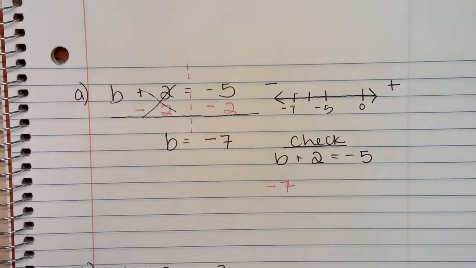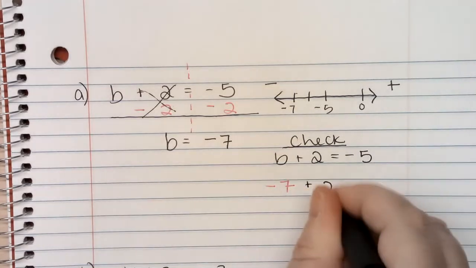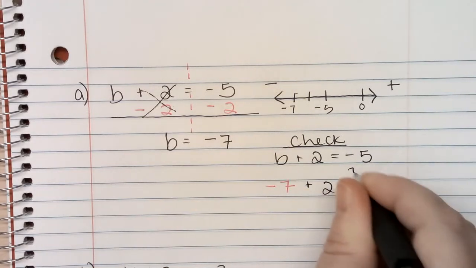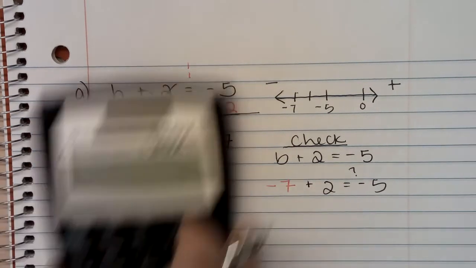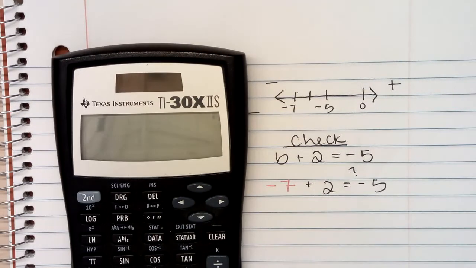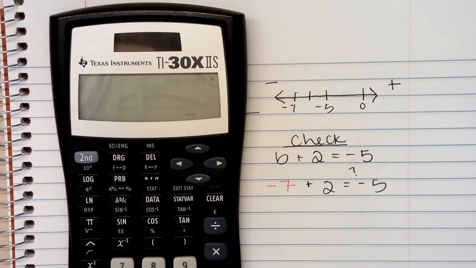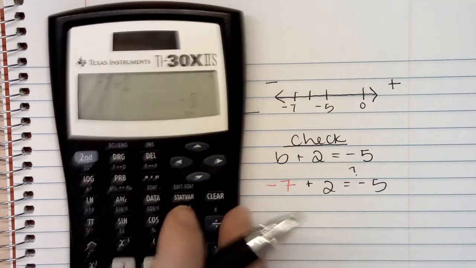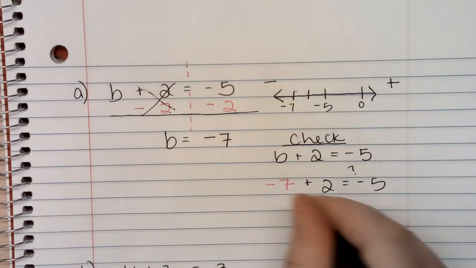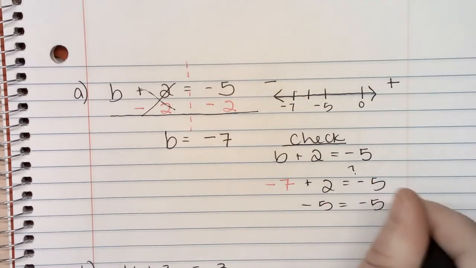-7 plus 2 equals -5. We don't know. We're asking, we're checking. So I'm going to put that in my calculator. And I'm going to put in a -7 plus 2. And I get -5. So -5 equals -5. Check.